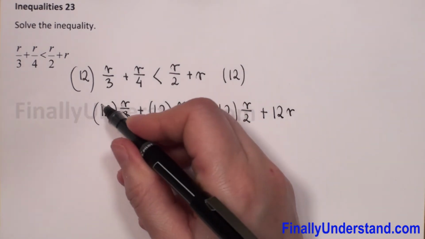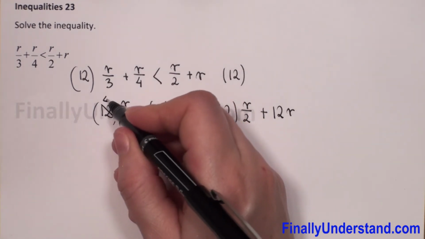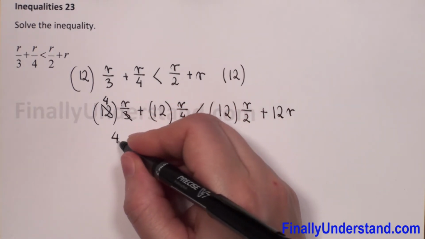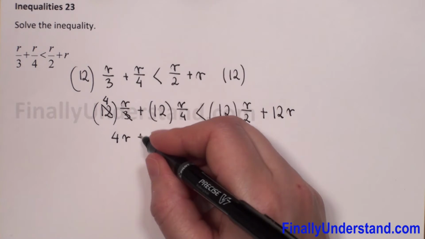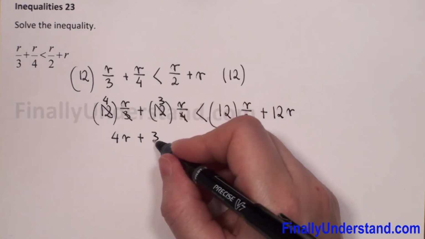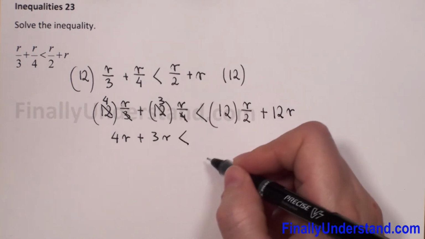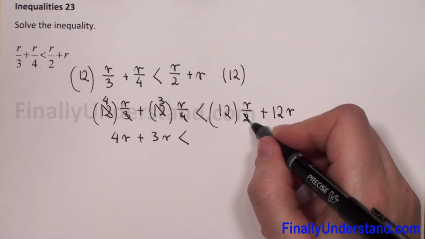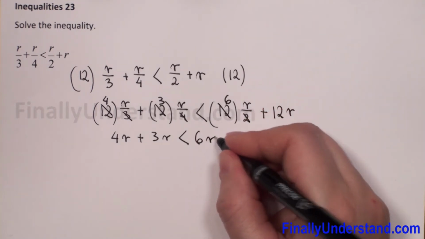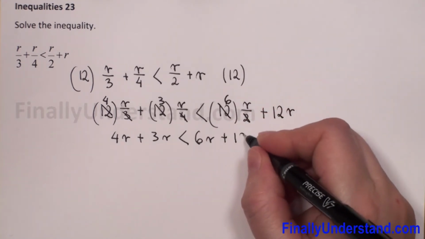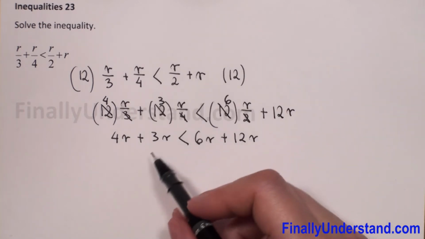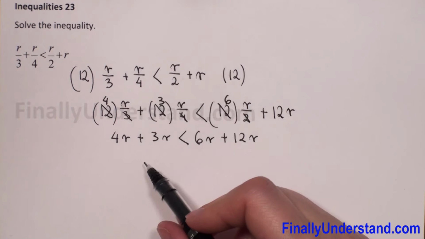So 3 and 12 will reduce and I have 4. So 4 times r will be 4r, plus 4 and 12 will reduce, will be 3r, is less than 2 and 12 will reduce, will be 6r plus 12r. Now I will collect all terms with r on the left side.